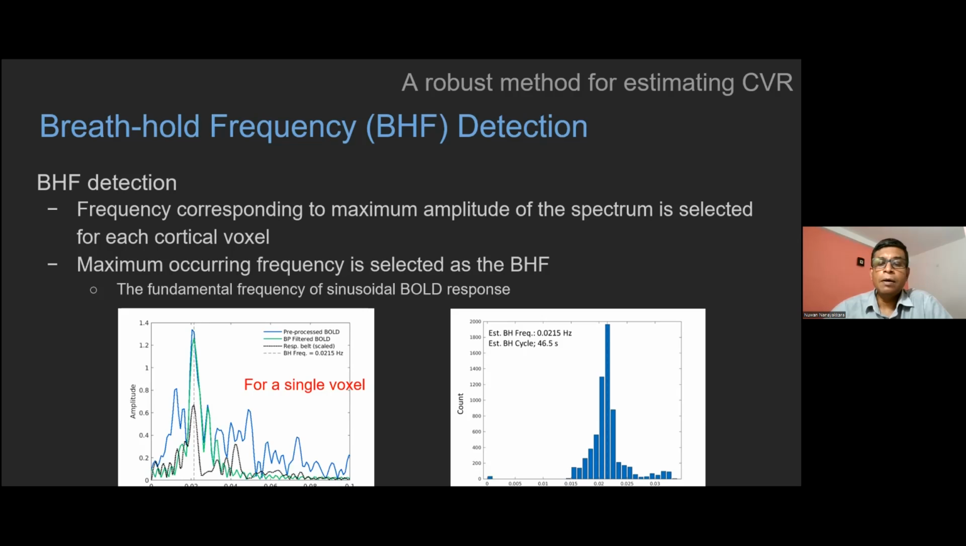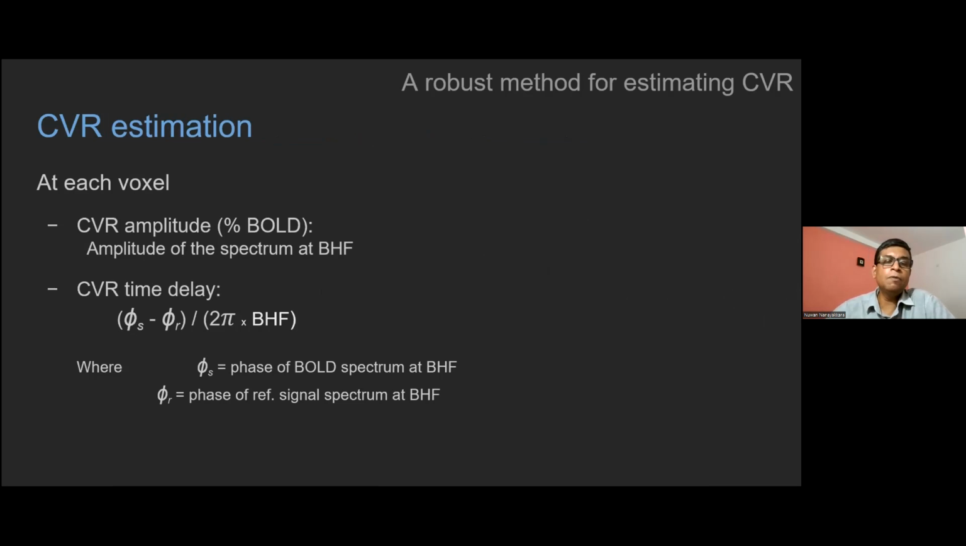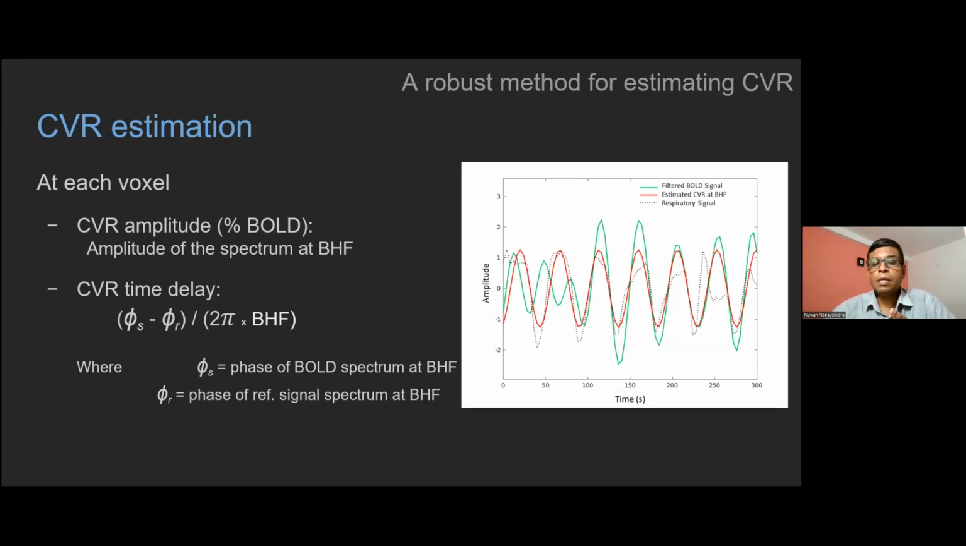Then, after selecting this frequency, we take the amplitude of the frequency spectrum at each voxel at this frequency as the CVR amplitude, which is given as percentage BOLD. The CVR time delay is calculated from the phase difference with the reference signal at the same frequency, converting it to a time delay by dividing by the angular frequency. Then when we look at the resultant CVR response, we can see it is nicely following the filtered BOLD signal, and the dotted line shows the respiratory signal that we extracted from the respiratory belt data.